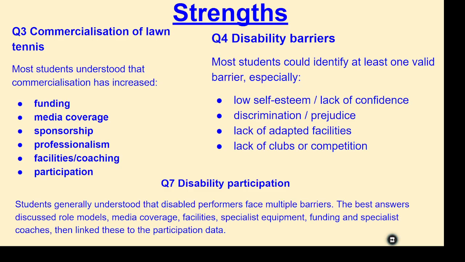And then the final area, and again, this is a link here, disability came up quite well for question 4. It also came up quite well for question 7, because you understood that disabled participants often face multiple barriers. So we talk about role models, we talk about media coverage. One thing that I think you do need to talk about a little bit more with disability is funding and lack of disposable income.